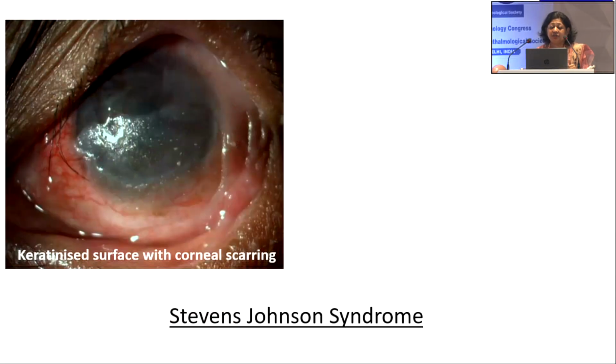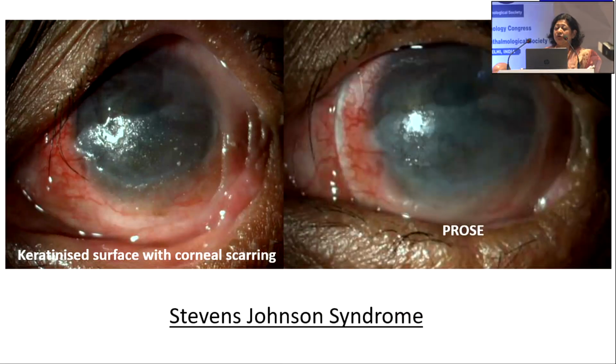Sometimes you have children who present to you with just a keratinized surface with some amount of corneal scarring. Now, keratoprosthesis is not an option for the pediatric age group, but in these kinds of situations, a Boston or a Prose lens does really well, and it does help improve the vision of the patient.